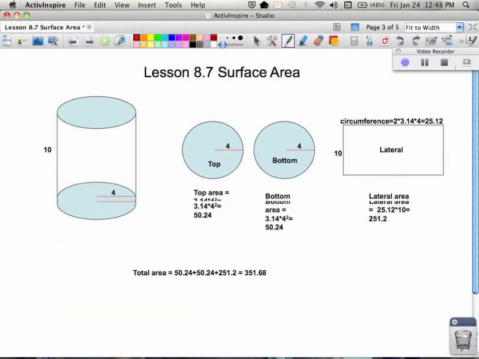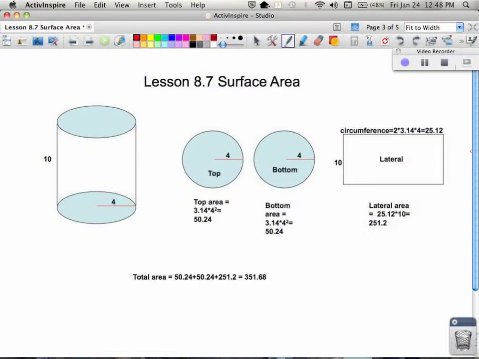Now for cylinders, which we see on this page, it's a little more complicated, but we're still going to break it apart. If you were to take a can and pull the label off, the label actually is a rectangle. So off to the far right here, you'll see that label off the can, like a soup can or something. And the top and the bottom are both circles.